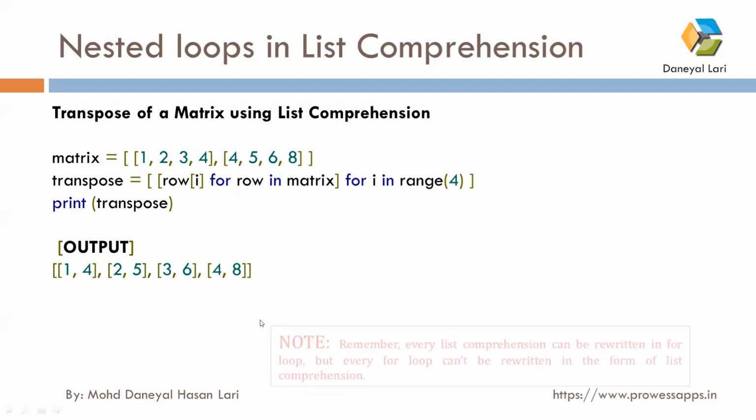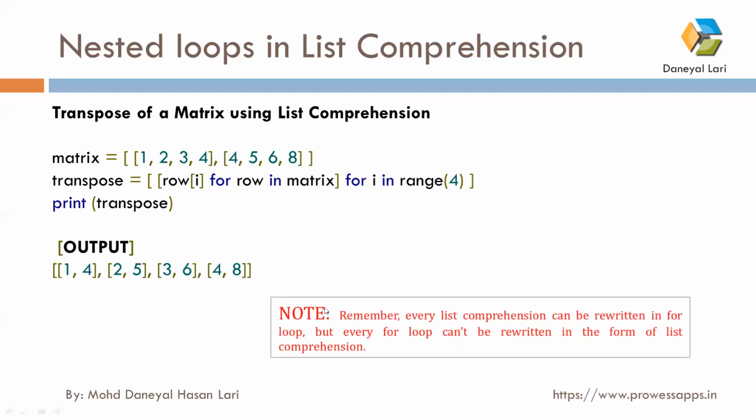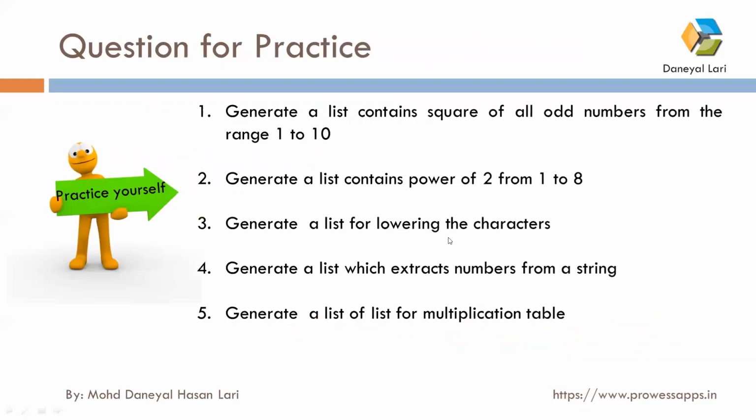One thing you need to remember, just note down: every list comprehension can be rewritten as a for loop, but not every for loop can be rewritten in the form of list comprehension. Just remember this one. Okay. So this point must be remembered.